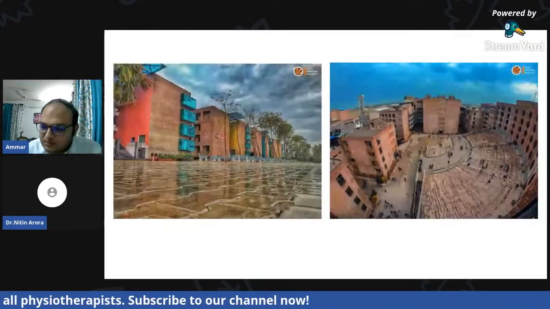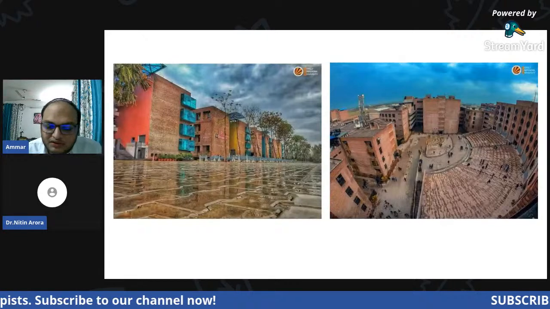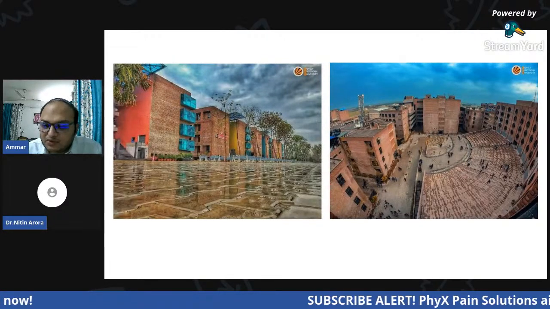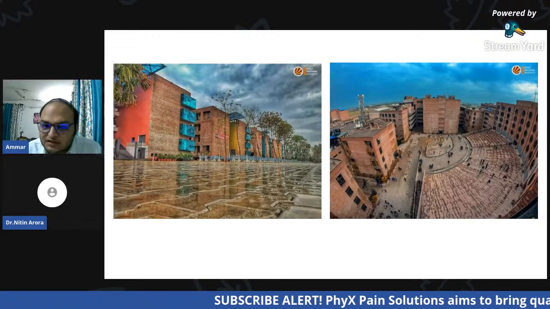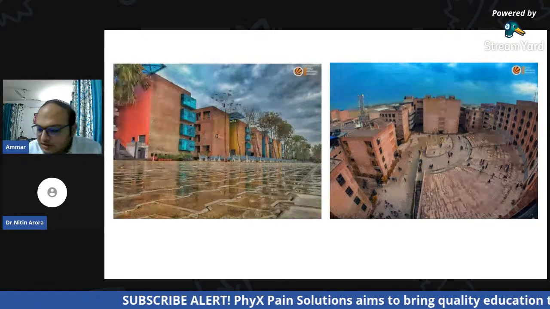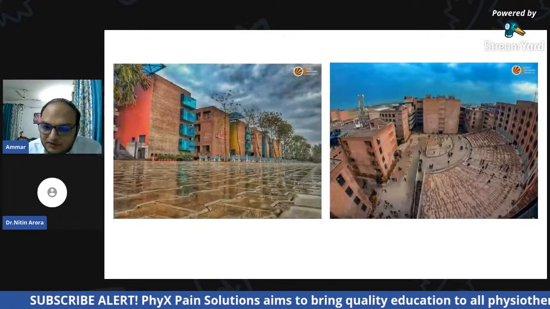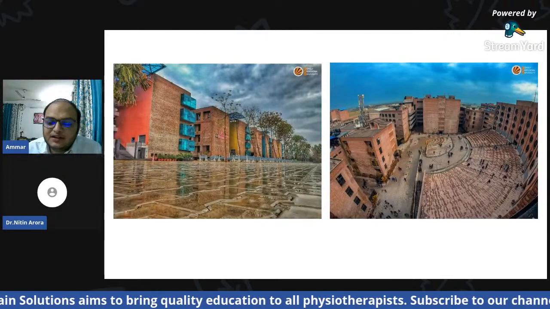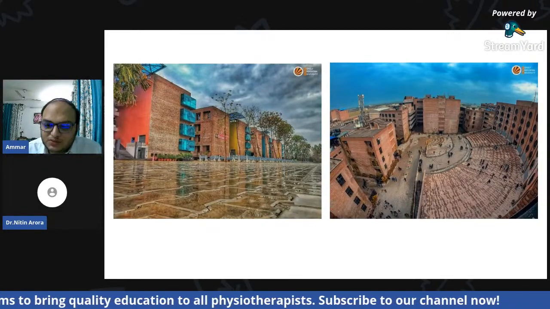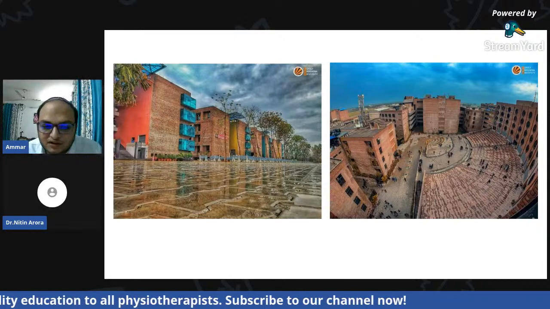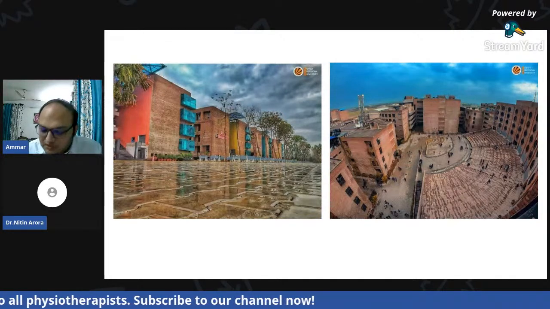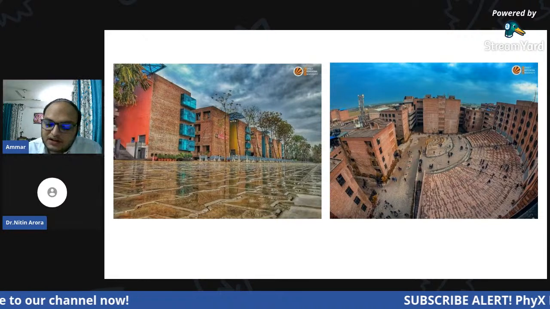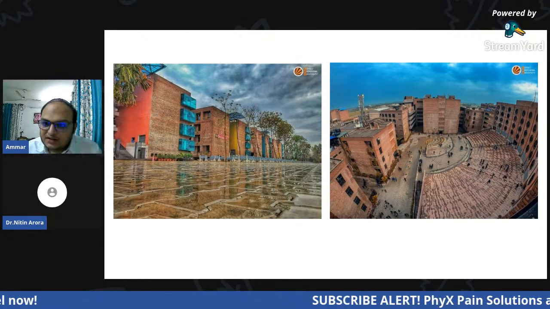This is the place where I teach. I hope this is visible to everyone. This is Lovely Professional University. This is where I've been working, seeing patients, teaching, doing research, a lot of things. It's a wonderful place, and more than that, a very beautiful place to be. You all should visit once whenever the corona is gone. This is the place where it all started. Before this, I worked in Apollo, Delhi, Sarita Vihar branch.